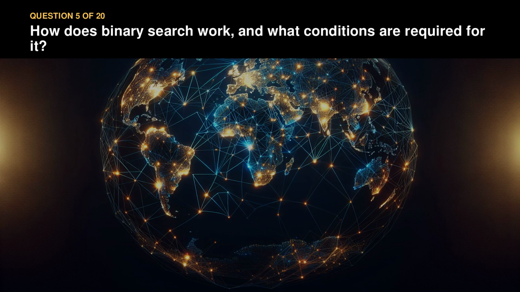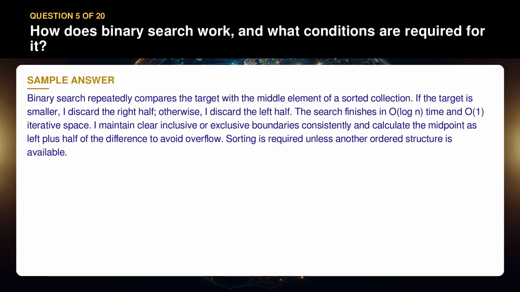Question 5. How does binary search work, and what conditions are required for it? Binary search repeatedly compares the target with the middle element of a sorted collection. If the target is smaller, I discard the right half, otherwise, I discard the left half. The search finishes in O(log n) time and O(1) iterative space. I maintain clear inclusive or exclusive boundaries consistently and calculate the midpoint as left plus half of the difference to avoid overflow. Sorting is required unless another ordered structure is available.